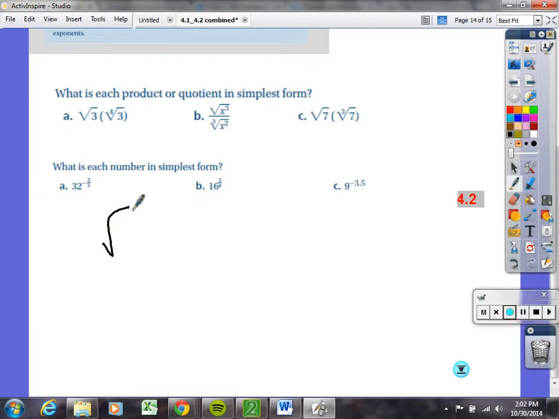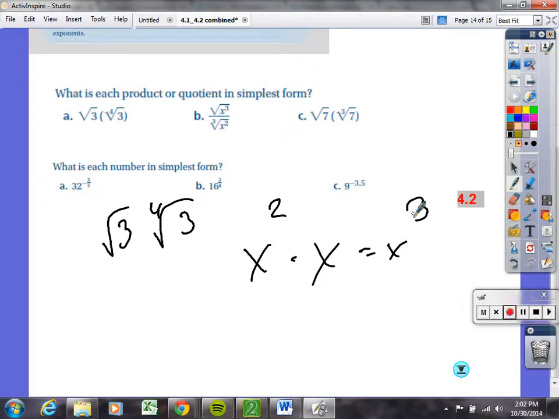If I have the square root of 3 times the fourth root of 3, is there anything I can do to simplify this? Yes, because they are like bases. Because they are like bases, what can I do to the exponent? Give me a hint. Oh, you add the exponents, right? x squared times x is x cubed, correct? So this is 3 to the half times 3 to the fourth.